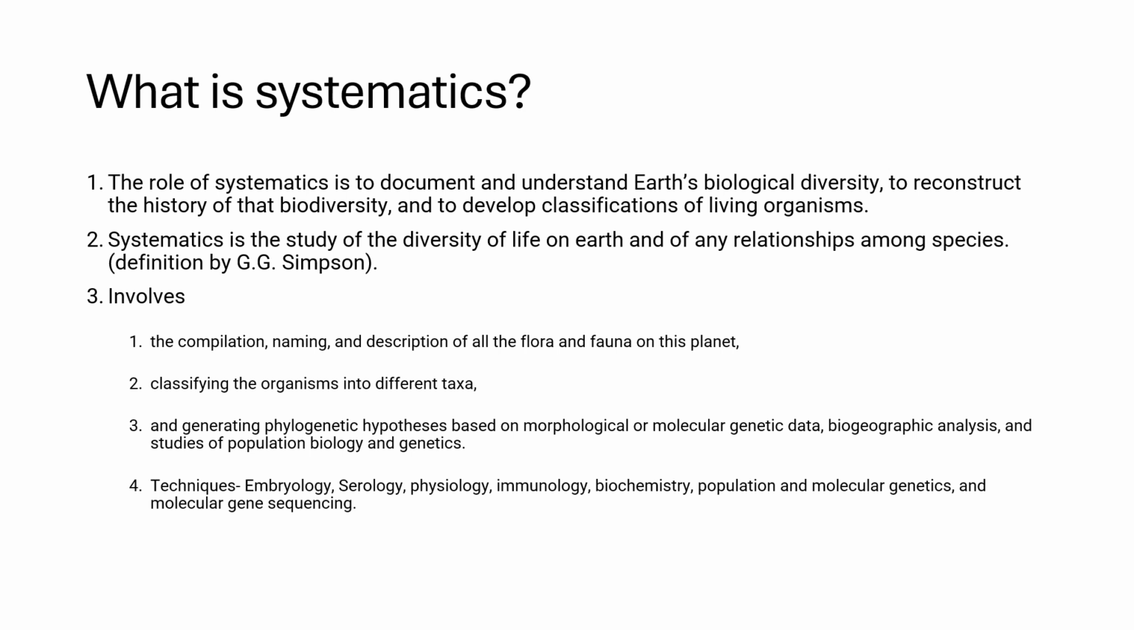The compilation, naming, and description of all the flora and fauna on this planet. So definitely it will require the rules of nomenclature to name them, identification of the different species through exploration and whatever other scientific methods, and then classification is also an important part of systematics. So classifying the organisms into different taxa, grouping them based on similarity, now you know what classification is, and generating phylogenetic hypotheses based on morphological or molecular genetic data, biogeographic analysis, and studies of population biology and genetics. Techniques such as embryology, serology, physiology, immunology, biochemistry, population and molecular genetics, and molecular gene sequencing, all of these are used in identifying and classifying these organisms into different taxa. So all these techniques are used for classification and then they are named accordingly.